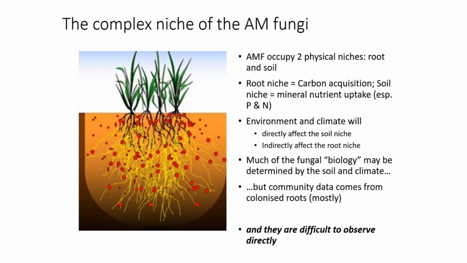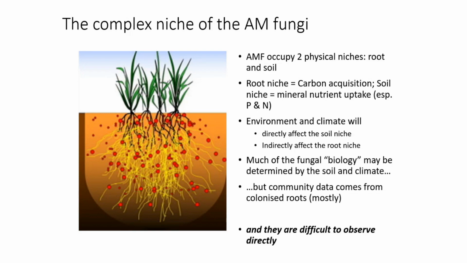So where that leaves us is that we have an environment, and climate will directly affect the soil niche and how the soil mycelium behaves, but it will indirectly affect the root niche by how it affects the plant that donates the carbon. So that's a complex interplay. And therefore, much of the biology of the fungus itself will be determined by both soil and climate and the interaction between the two. However, the interesting thing about these plants, the symbiosis, is that all of our knowledge about what the fungi are doing mostly comes from the root niche, which I will come to later.